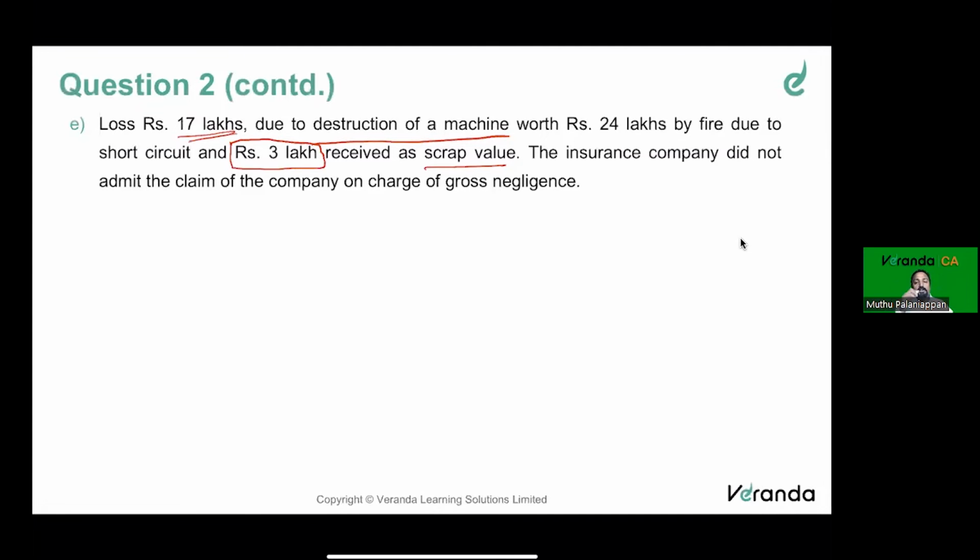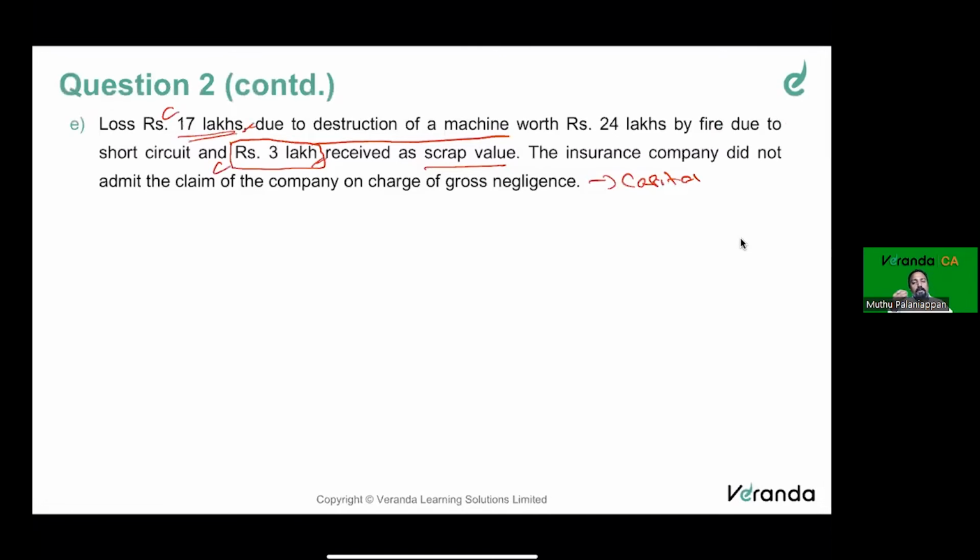So this 17 lakhs, is it a revenue loss or a capital loss? It is from a fixed asset, not stock. So it is a capital loss, capital in nature. Both this loss and the income are capital in nature. So it is not an eligible expenditure or income in your P&L. It has to be removed because it is not revenue in nature.